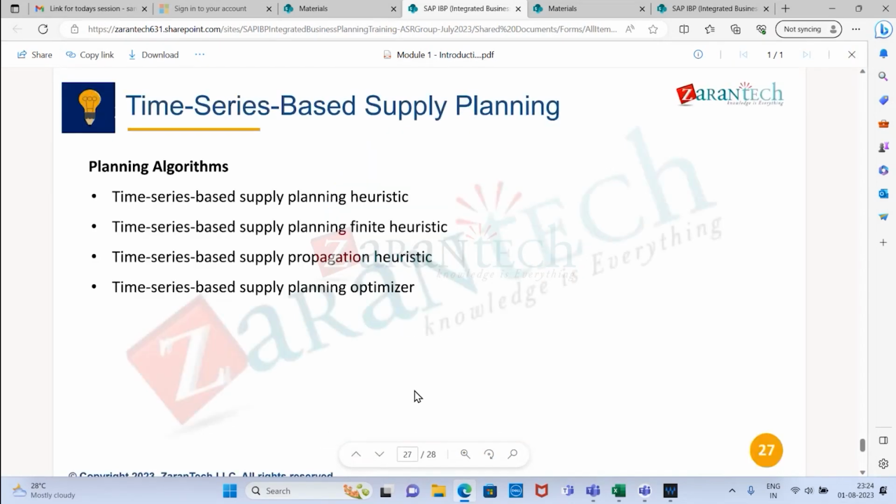So with this, we come to the end of the first module, that is module 1, the introduction to supply planning. So any specific questions, any specific doubts you have related to this? Am I going too fast? Am I going too slow? Is the speed of presentation okay?